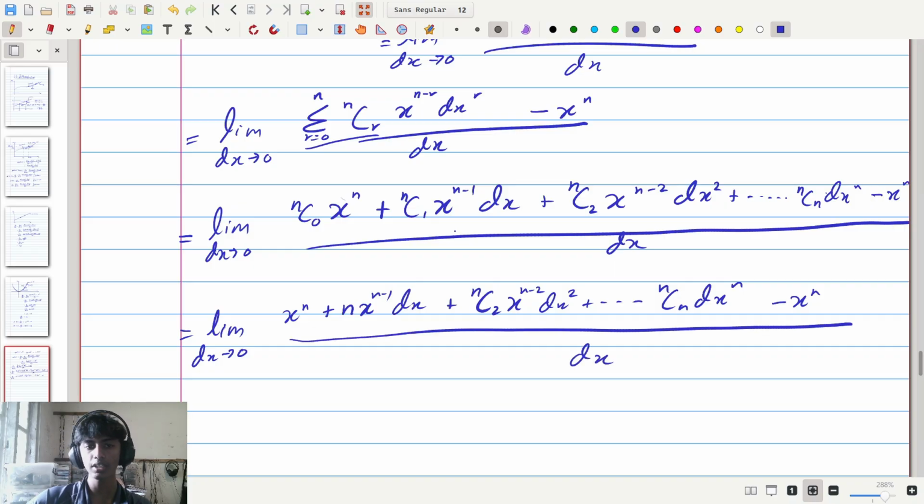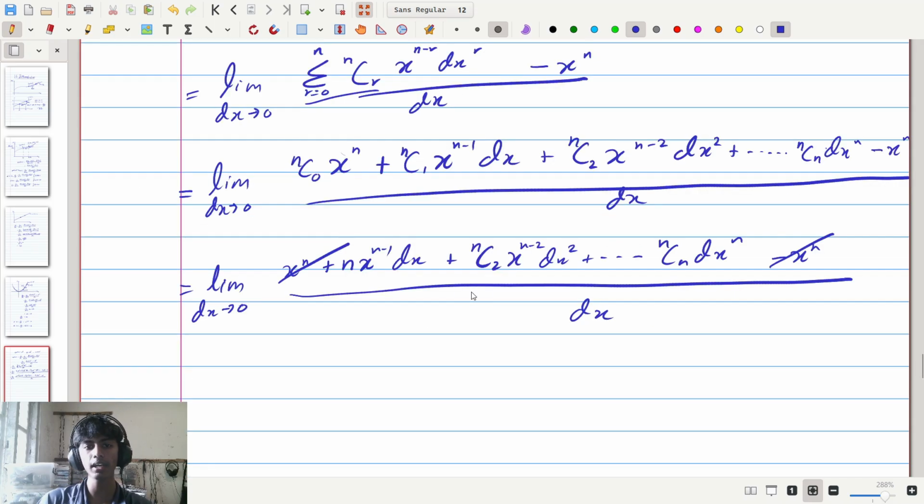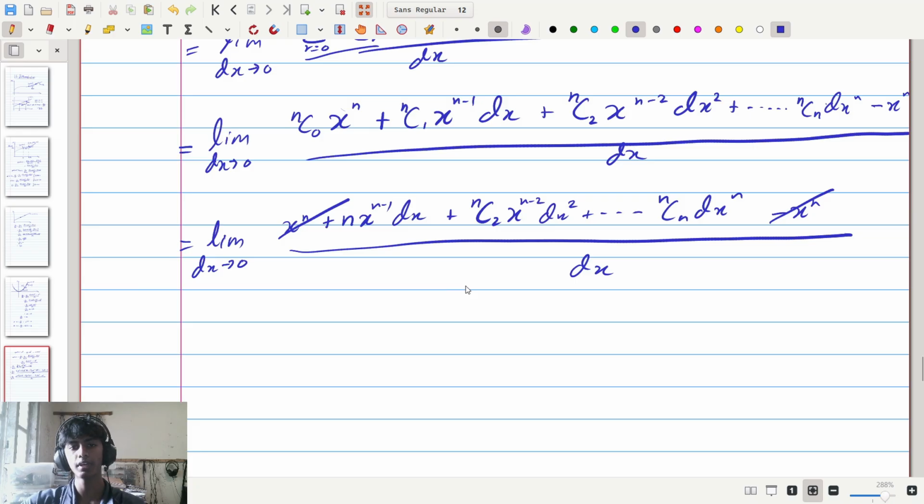Here you can see this x to the power of n and this x to the power of n cancel, leaving only the rest of the terms on the top. And then you can see every single term here has some dx. This has dx to the power of 1, this has dx squared, the next term would have dx cubed, all the way up to dx to the power of n. We can divide all of this by the bottom value dx, and again we can do this because even though dx is approaching 0, dx is not equal to 0.